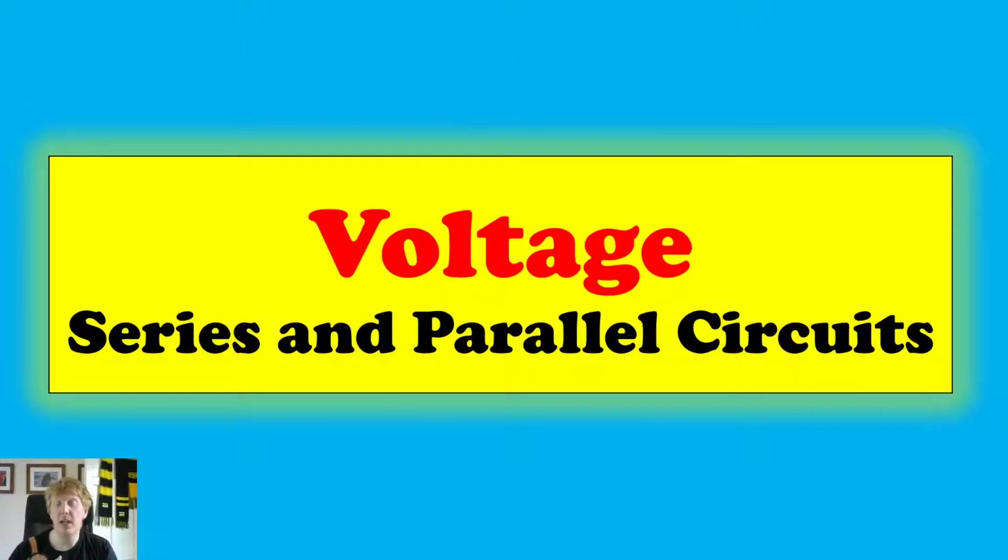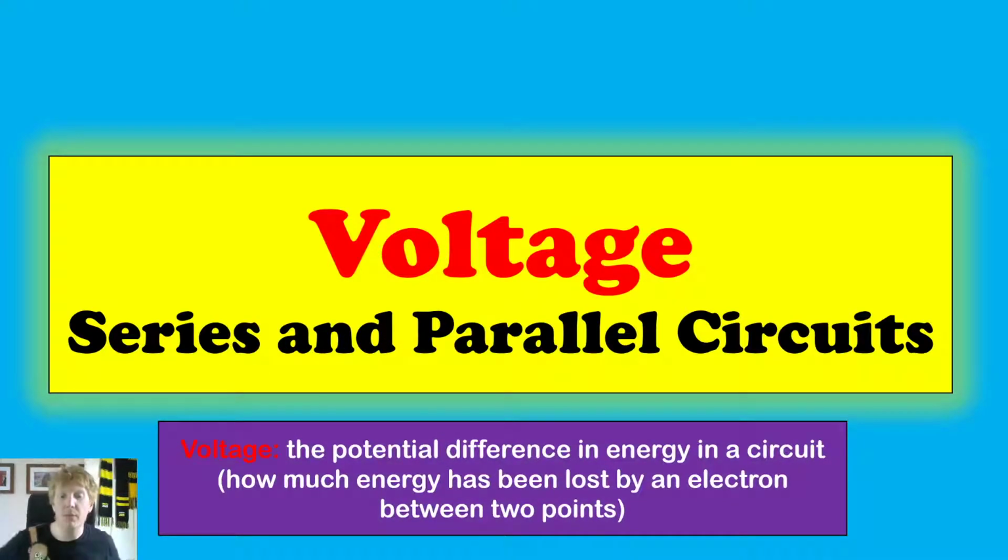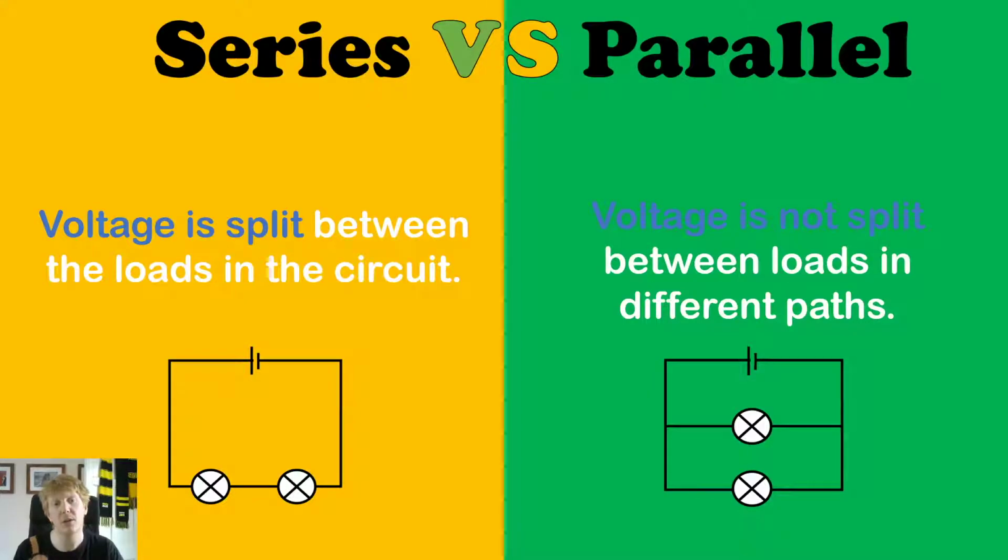Today we're going to be looking at the next video in the physics series, and we're going to be looking at voltage in series and parallel circuits. So voltage is the potential difference in energy in a circuit, and what this means is how much energy has been lost by an electron between 2 points. Okay, and that's what we're going to be looking at.